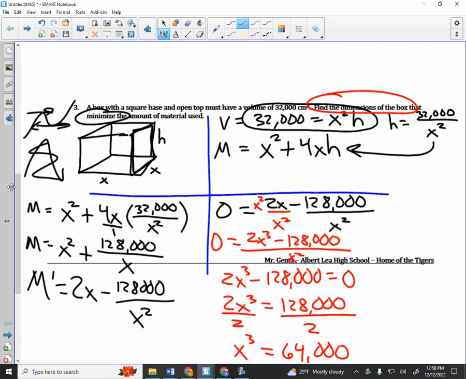So I know that it is 40 by 40 by, how would I figure out h? Plug it in right here. It says 32,000 divided by 40 squared. Anybody got that on their handy dandy calculator? Is it 20?